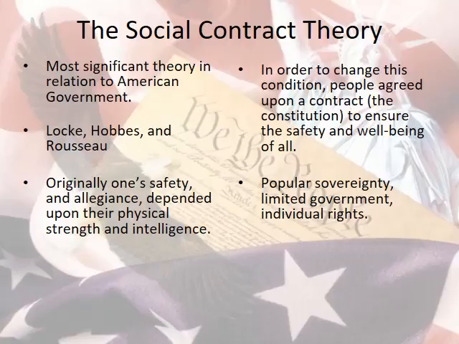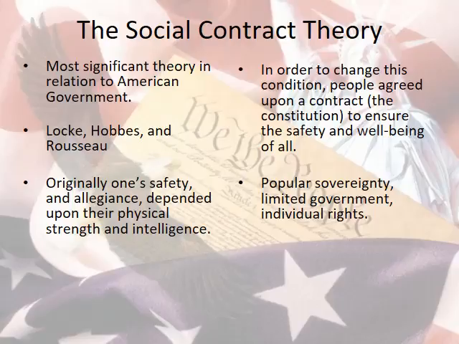So in order to change this condition, people agreed that a contract, like a constitution, would ensure our safety and well-being. Popular sovereignty, ruled by the people. Limited government, the government's not all powerful. And it protects our rights. You may remember in learning about the Declaration of Independence, Jefferson drew heavily from Locke's social contract theory when he said that if a government becomes abusive of these ends, in other words, life, liberty, pursuit of happiness, it is the right of the people to alter or abolish it and lay on its foundation a new government to affect their safety and happiness. All right?